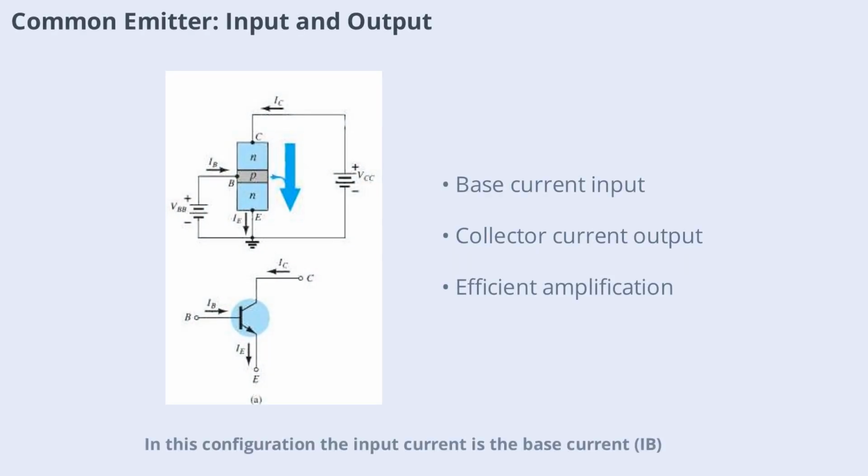In this configuration, the input current is the base current IB, and the input voltage is VBE. The output current is IC, and the output voltage is VCE. This arrangement allows for efficient amplification, making it a staple in audio and signal processing circuits. The diagrams illustrate how these currents and voltages interact within the common emitter setup.